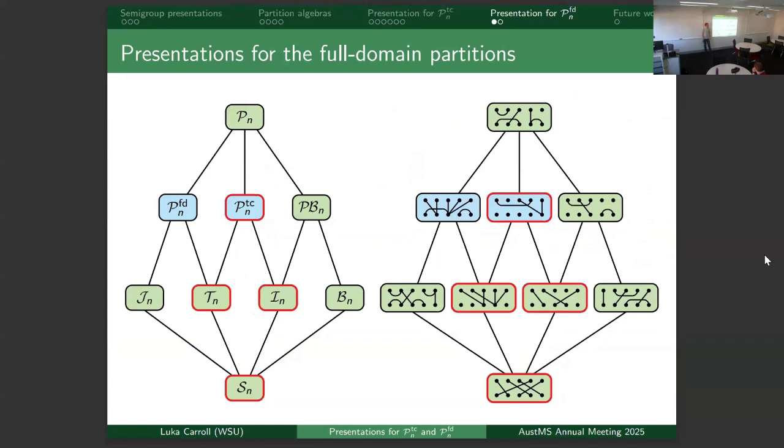So those are our results for PNTC. We also found similar results for the full domain partitions. Just as a reminder, the full domain partitions are the ones where every vertex in the top row is connected to something in the bottom row. There are a lot of nice similarities between these two monoids and their presentations. That said, the actual process of proving the results was very different. Despite the similarities, there's still quite a lot that distinguishes the two.